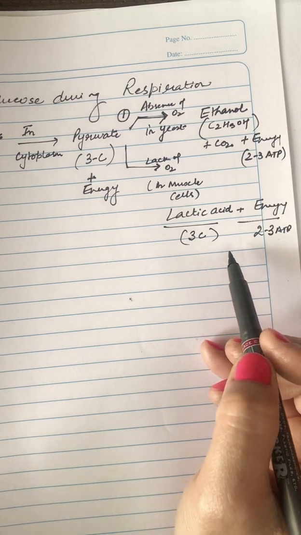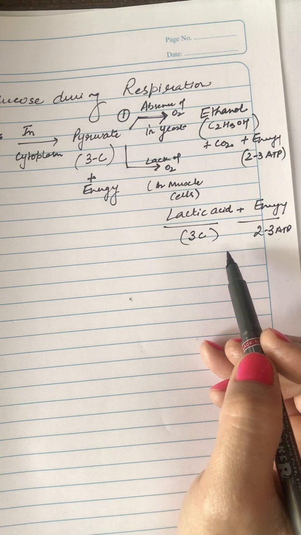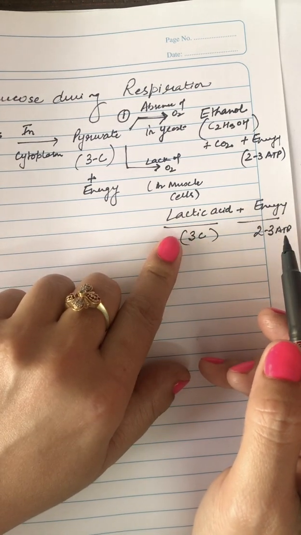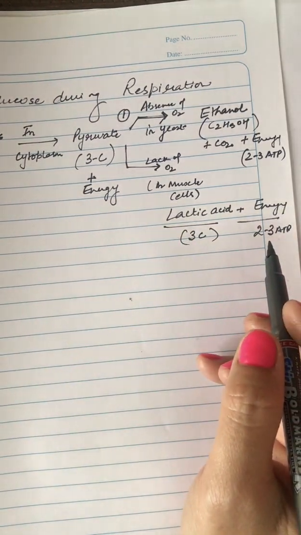That's why we feel that there are cramps in our muscles, we cannot walk properly, we cannot run, we feel stiffness in our legs. It's all because of the accumulation of lactic acid, right?